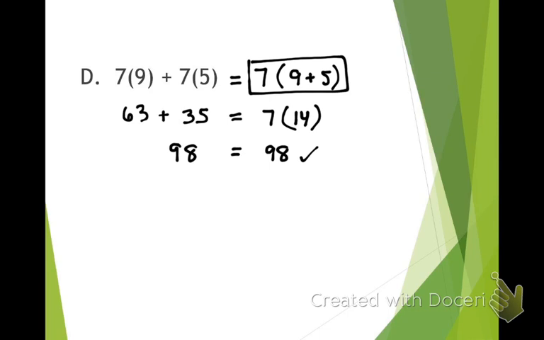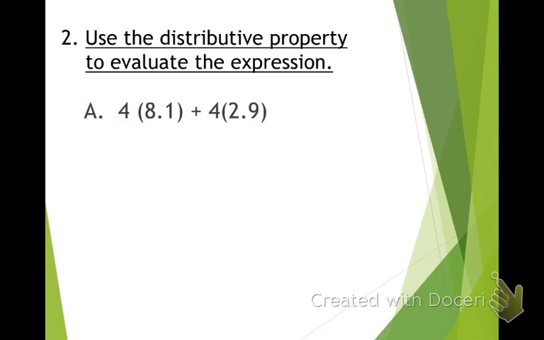Any questions on how to do those kinds of problems? All right, second example, number 2: use the distributive property to evaluate the expression. Let's break down these words. What does the word evaluate mean? Solve. Okay, so we're going to come up with a final answer, meaning we have solved this problem. But the first thing we have to do is use the distributive property to find our answer. So let's find which number both of these two things have in common. Jakari, what do they both have in common? 4. They both have a 4. So I'm going to put 4 on the outside.